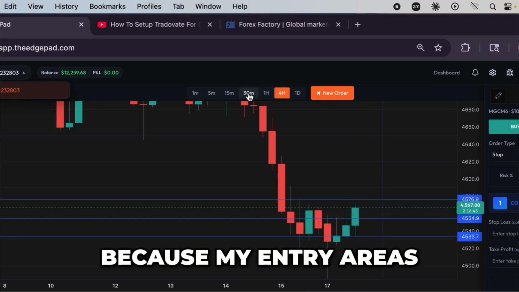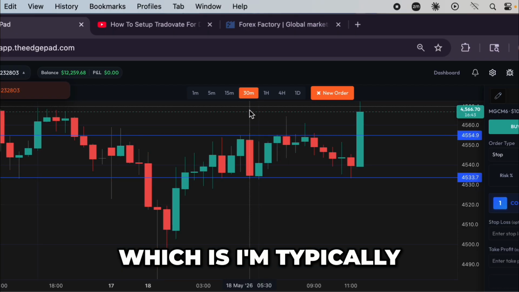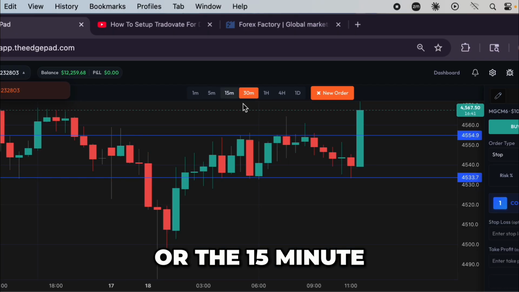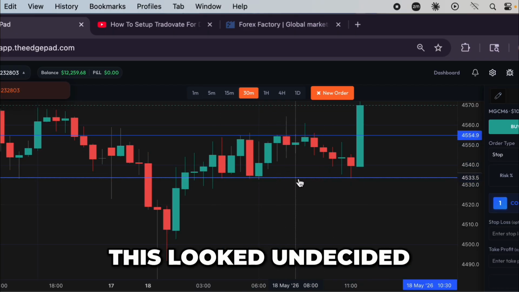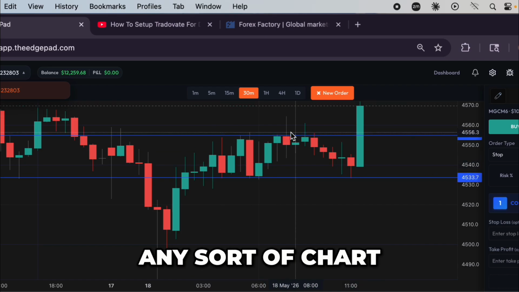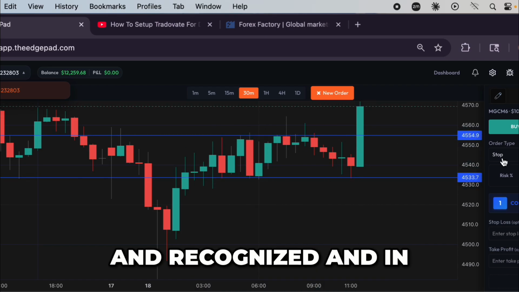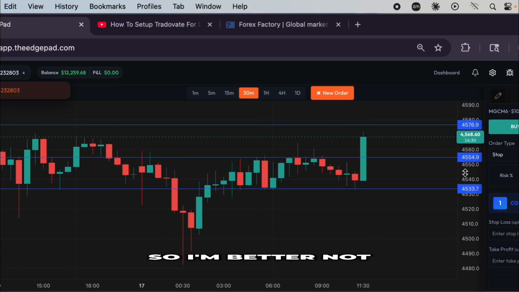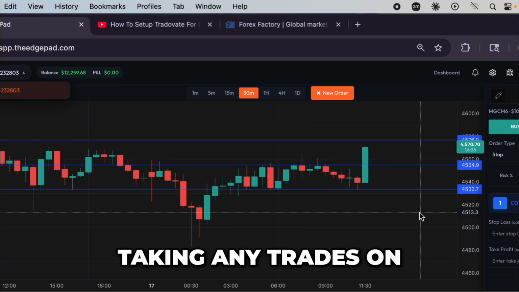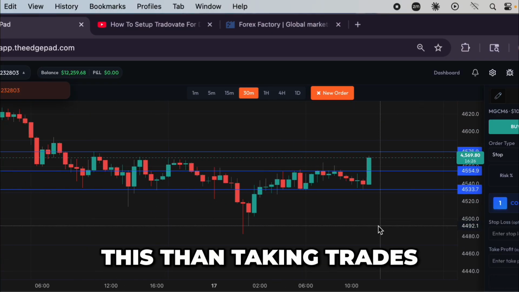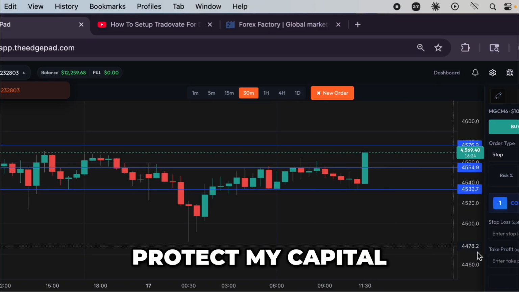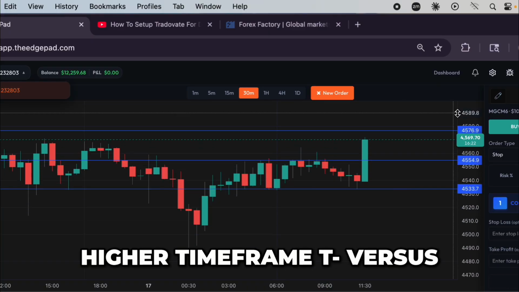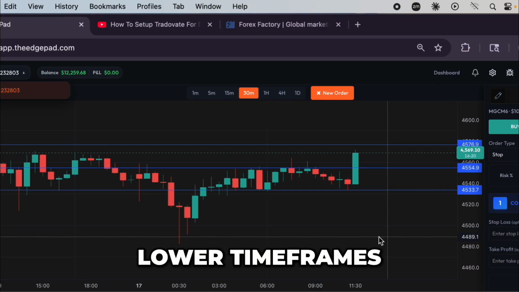Because my entry areas, which is I'm typically entering on the 30 or the 15-minute, this looked undecided, and I didn't have any sort of chart pattern that I've seen and recognized and in my playbook. And I'm learning to just stick to my playbook, so I'm better off not taking any trades on this than taking trades, so I protect my capital. So there you go, higher time frame versus lower time frames.